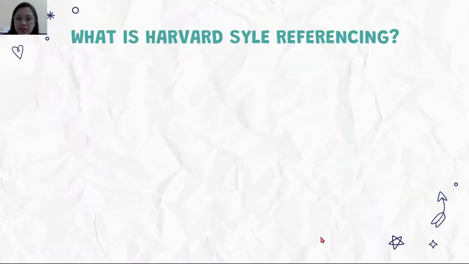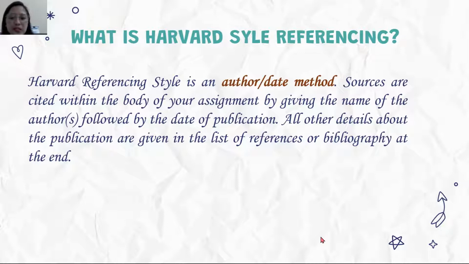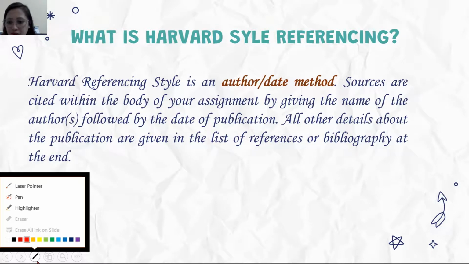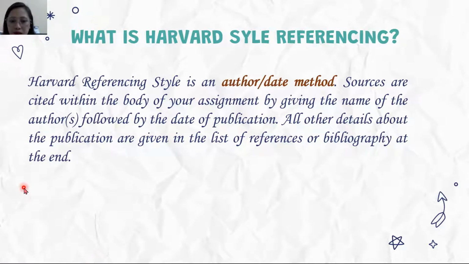What is Harvard referencing style? Harvard referencing style is an author-date method. Sources are cited within the body of your assignment by giving the name of the authors followed by the date of the publication. All other details about the publication are given in the list of references or bibliography at the end. Yes, kasi everything that you have cited must be referenced again at the end of your paper. All the citations that you use have to be included in the list.